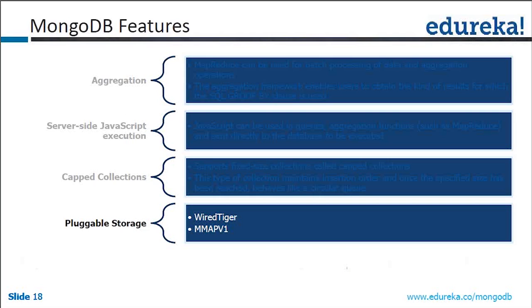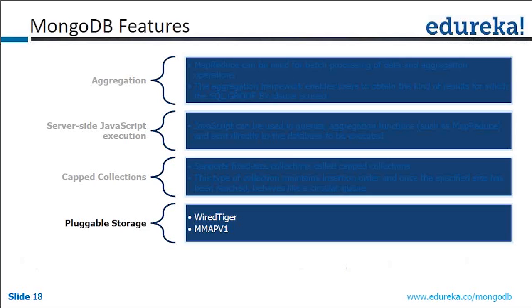From 3.0 onwards, they have introduced a new storage system called WiredTiger. Using that WiredTiger storage system, the locking mechanism has been changed. Currently, the locking mechanism has been established at the document level. So if you are modifying one document, then no other concurrent thread can change that particular document. That's how it works.